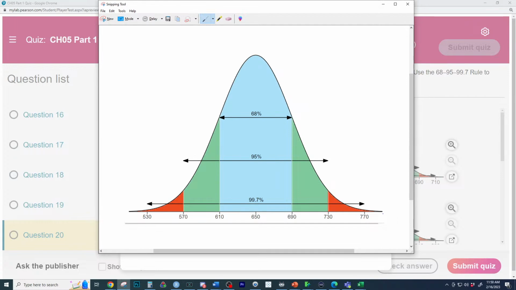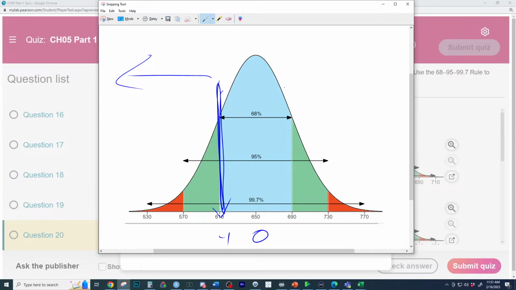610 has a z-score of what? -1, Jesse. You got it. So think about this. If they require this shear strength, they're saying we need at least this shear strength. What percent of our widgets will not meet that shear strength?